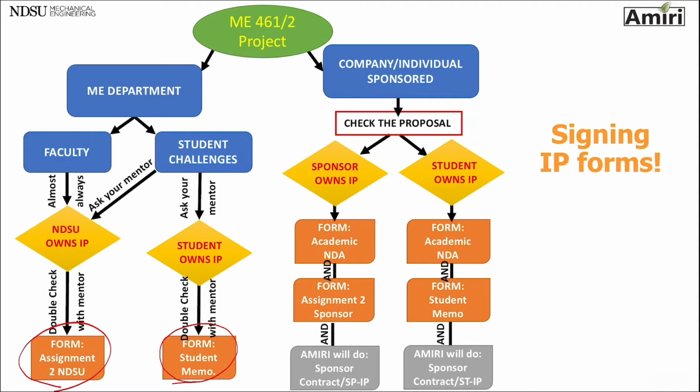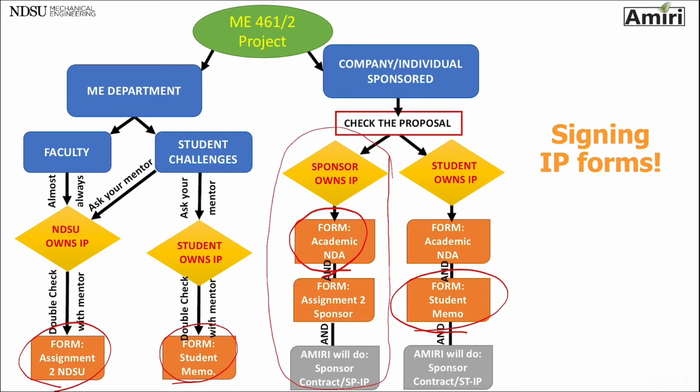So for the company sponsored projects, 99% of the time we are looking at the company owning the IP. In rare cases where students own the IP, then you just need to sign the memorandum of understanding, again same as student challenges. But if the company owns the IP, then you have to fill out a non-disclosure agreement and sign an assignment to sponsor. So that needs two forms, which again is 99% of the company sponsored projects.